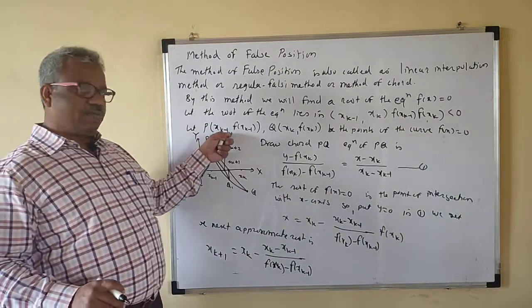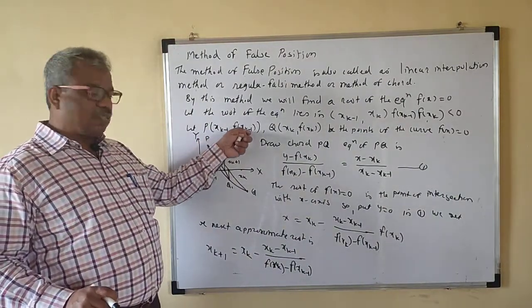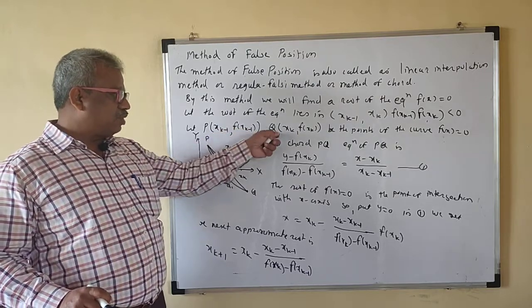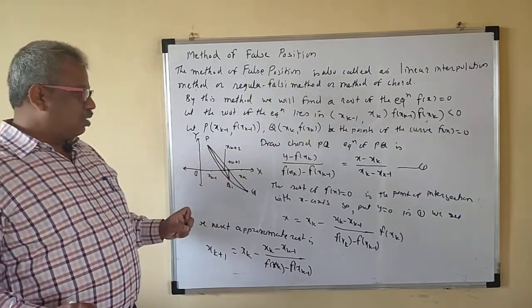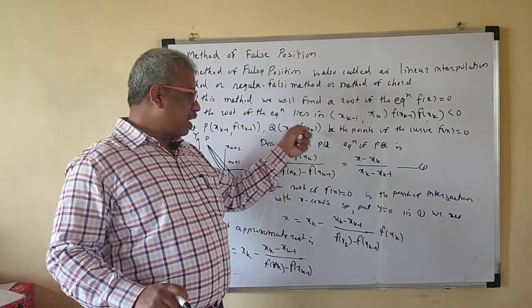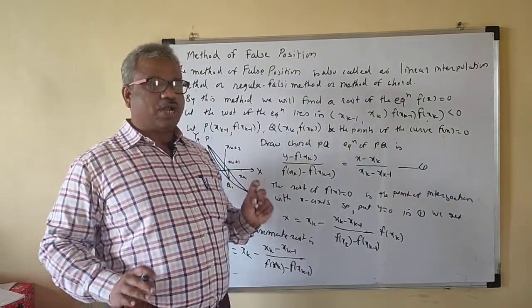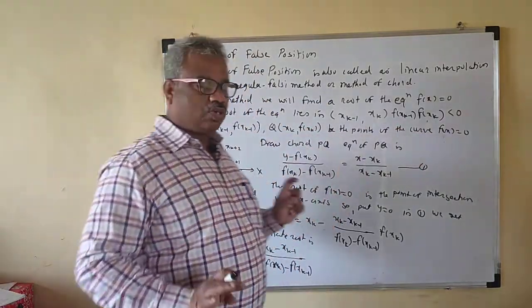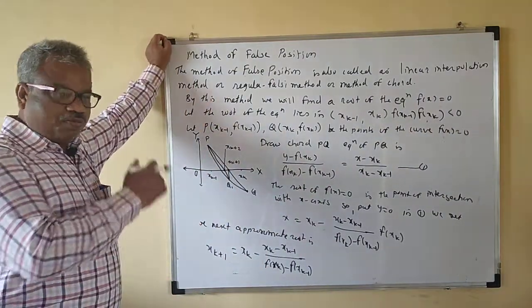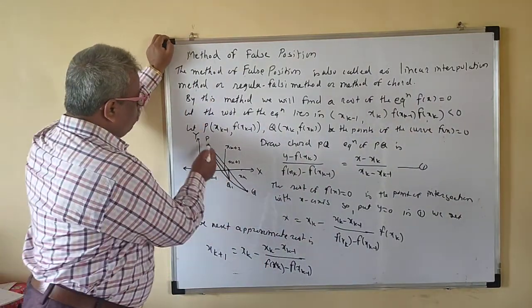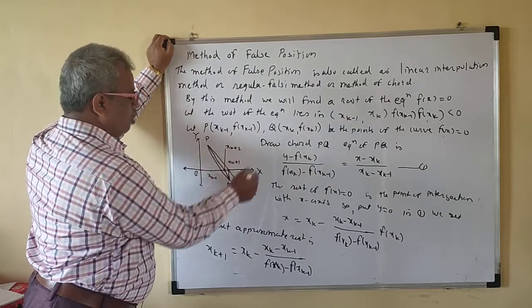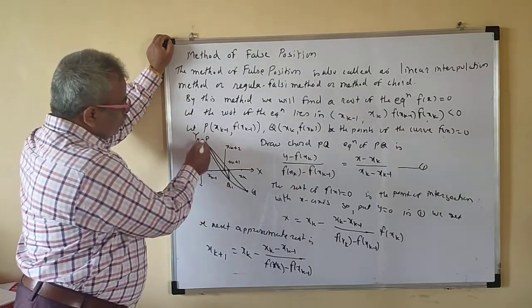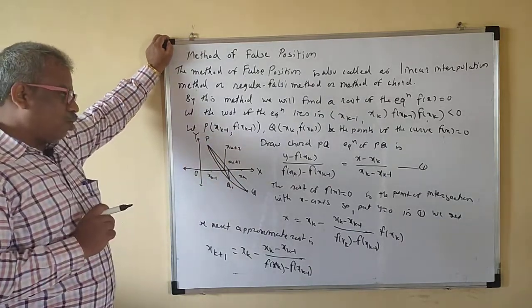Now this is x_{k-1}, the value of x, and this is the value of y. So (x_{k-1}, f(x_{k-1})) and (x_k, f(x_k)) are the 2 points on the curve y = f(x). Now the function is continuous. Now draw PQ. Your P is this, your Q is this, and we have just drawn a chord PQ.